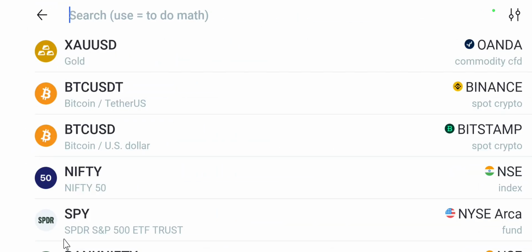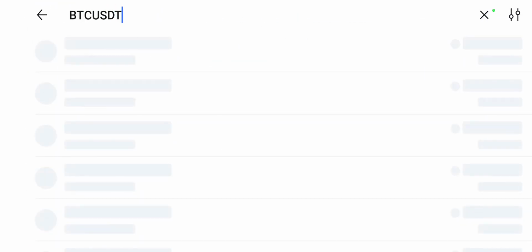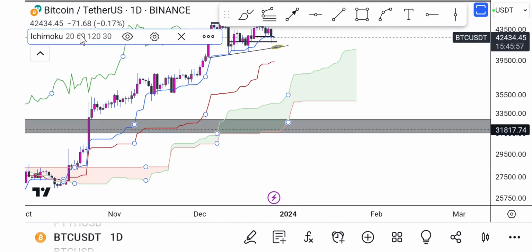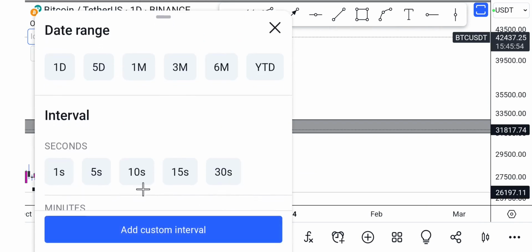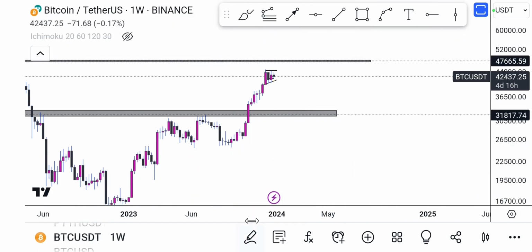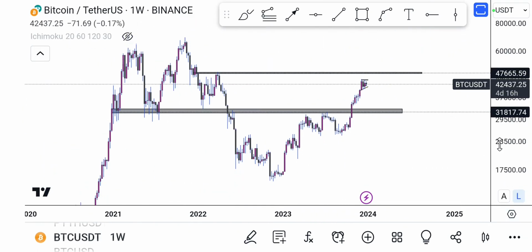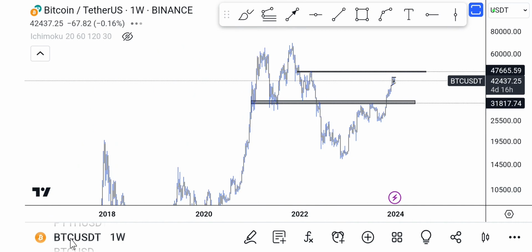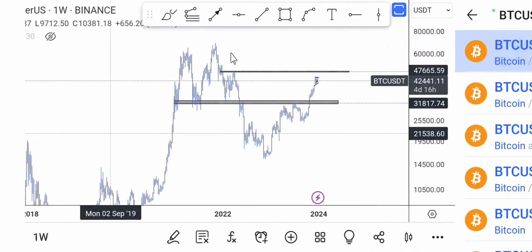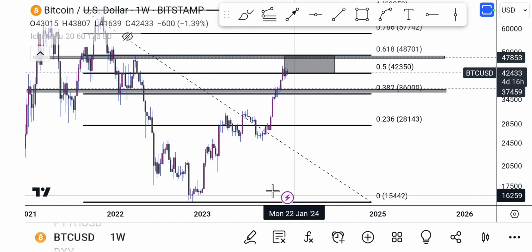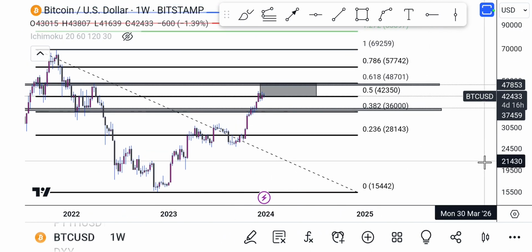Now, talking about the 0.618, let's go back to the Binance chart, which I was talking about. Let's go to the weekly time frame here. So let's talk a little bit about this. Let me see. Is it this? Let me try the BTC USD. Okay, yeah, the Bitstamp. So why are we still talking about the 0.618?